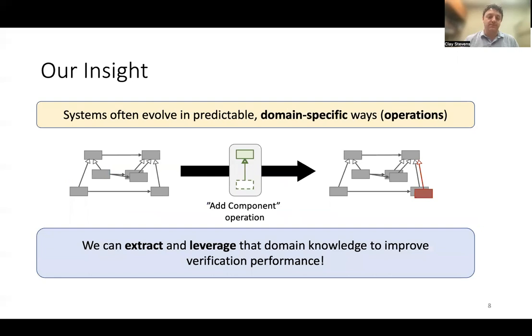To resolve these problems, we leverage the particular insight of ours that these systems often evolve in predictable, domain-specific ways, which we call operations. For example, a system may evolve by adding new components or changing the multiplicity of a database table or something of that nature, something that's predictable and can be defined in a particular formal way. So long as we have these operations and we can express them in the system, we can extract that information and leverage that domain knowledge to improve the verification performance.